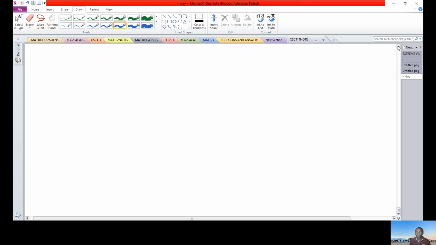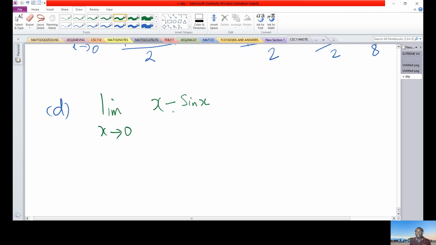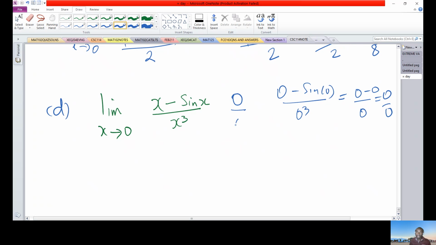And then D, another example: calculate the limit as x approaches 0 of x minus sine of x divided by x power 3. So the first thing you have to test is whether the functions satisfy the indeterminate form. So you have 0 minus sine of 0 over 0 cubed. So 0 minus 0 will be 0 over 0. So this is the case of 0 over 0.